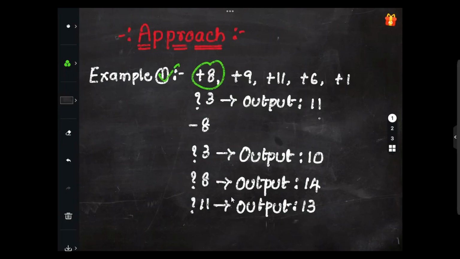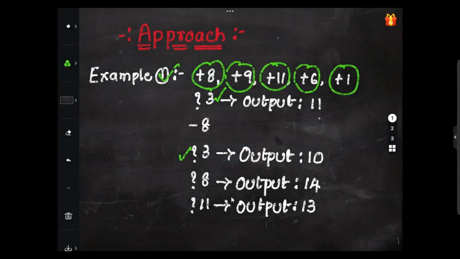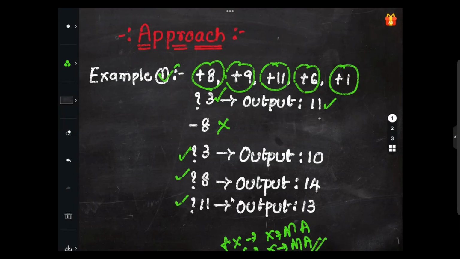Here we have plus 8, plus 9, plus 11, plus 6, plus 1, and for the queries starting with the question mark, we have to calculate question mark 3, 3, 8 and 11. For this we have to get the output 11. Again, let me tell you what plus and minus do here. Plus x means we have to add the integer x to the multiset A. Minus x means we have to remove one occurrence of x from the multiset A.